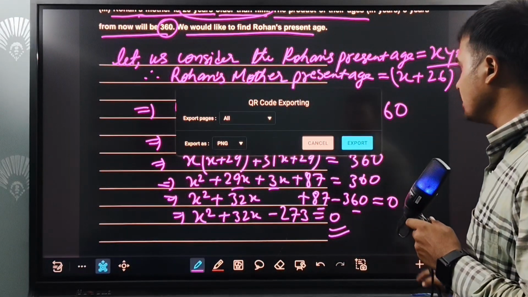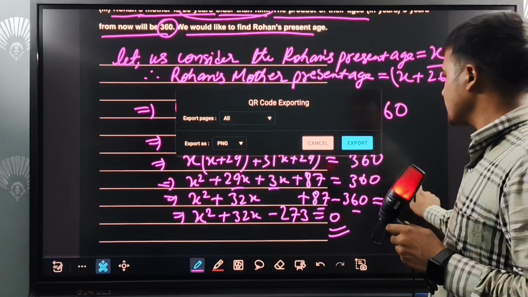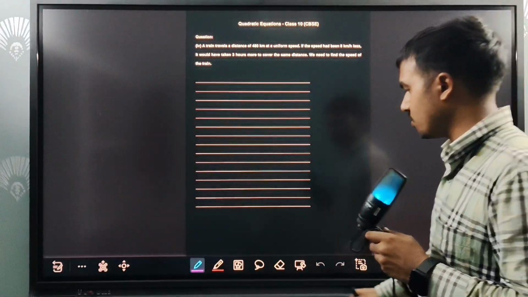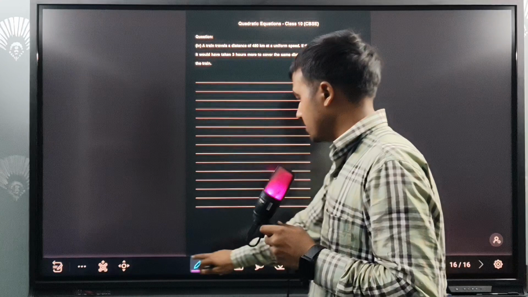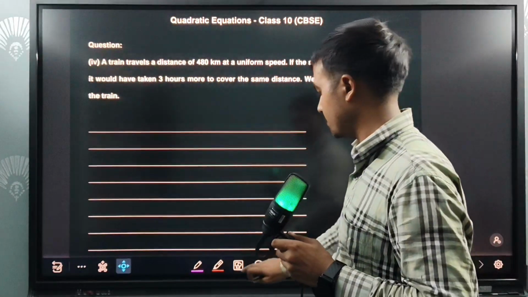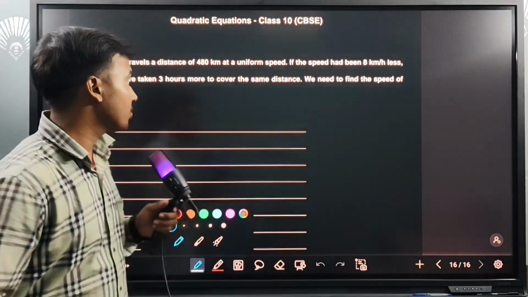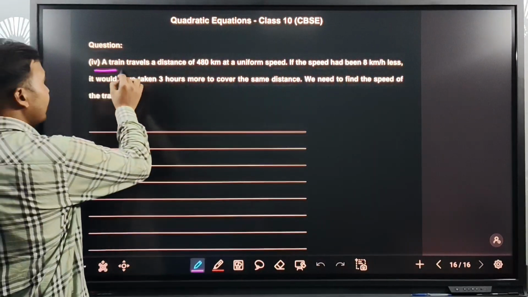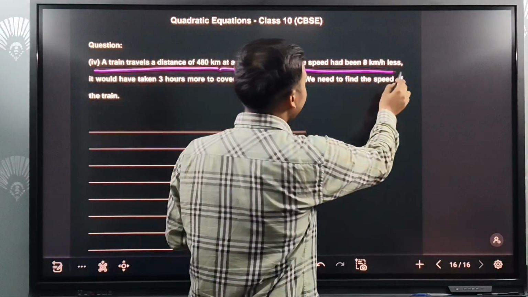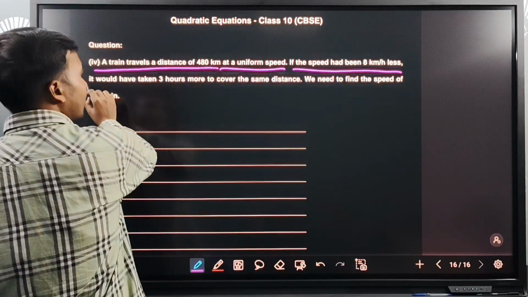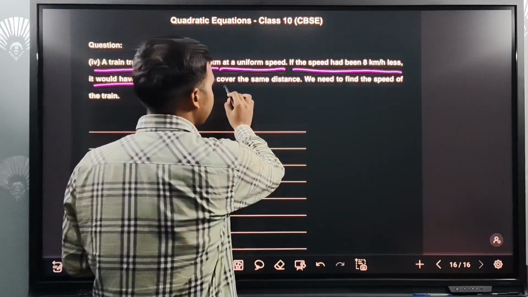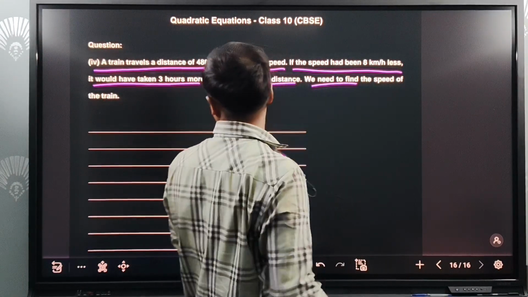Now moving towards the next question, which is the last question of our exercise. This will be the last part of our exercise. So the question is, a train travels a distance of 480 km at uniform speed. If the speed had been 8 km per hour less, it would have taken 3 hours more to cover the same distance. We need to find out the speed of the train.